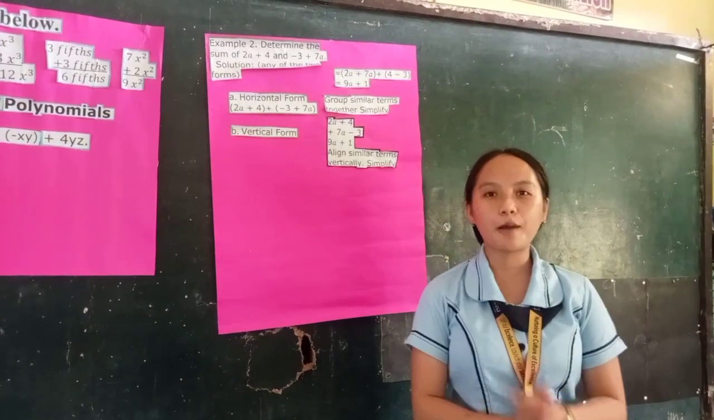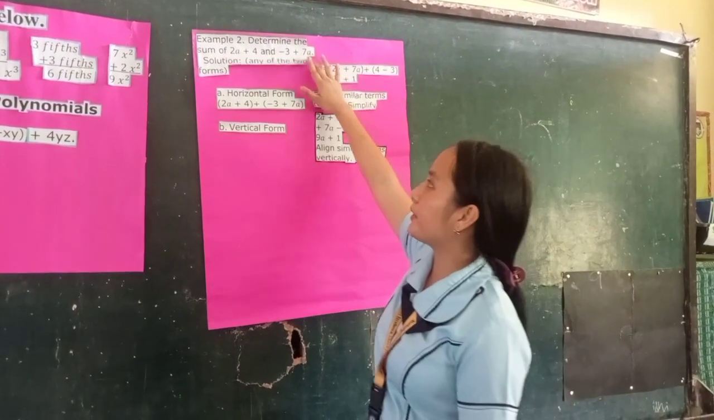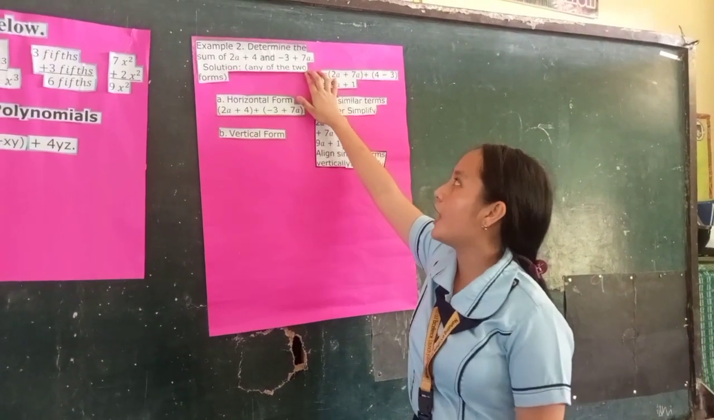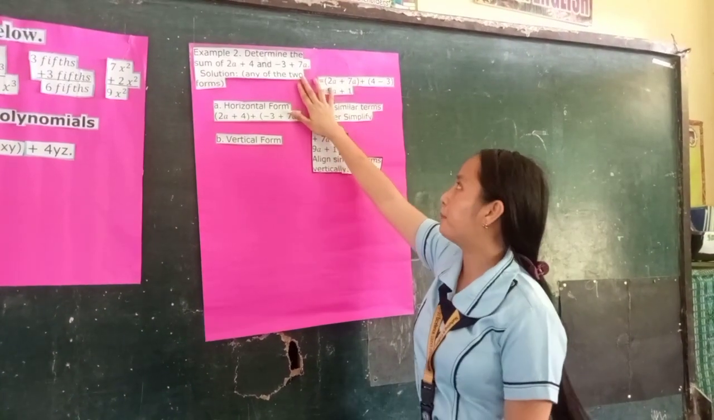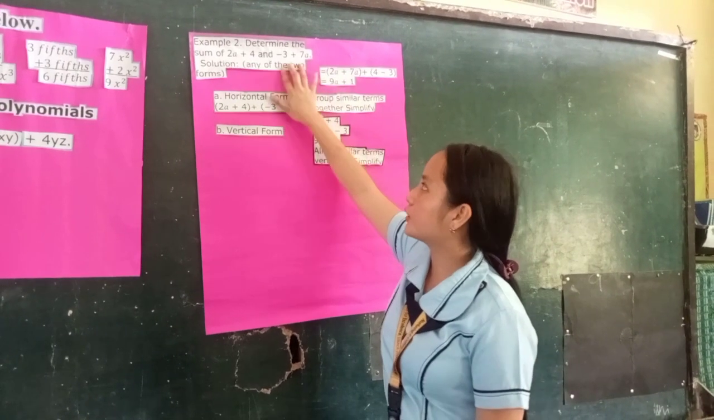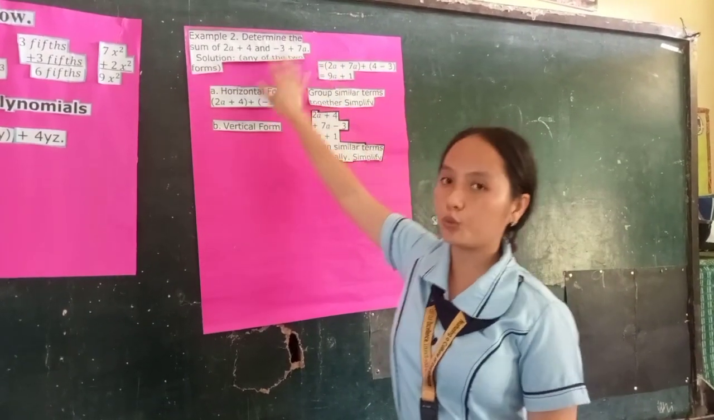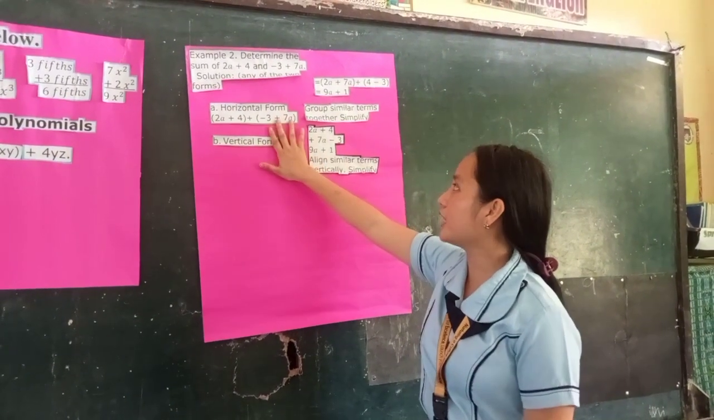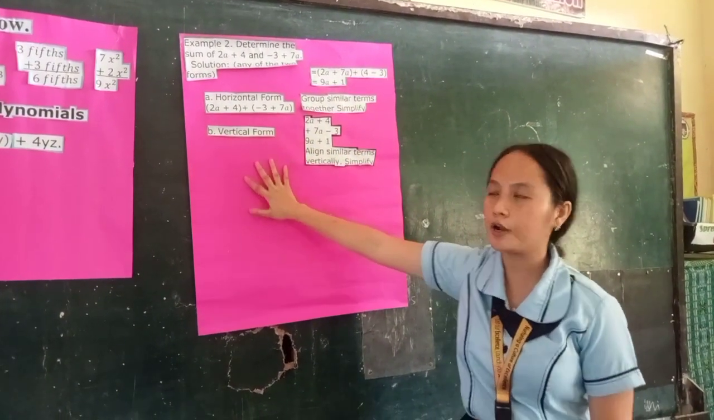Negative 4xy plus 6yz. So, that's the answer. Example number 2. Determine the sum of 2a plus 4 and negative 3 plus 7a. Solution. There are two forms, the horizontal form and the vertical form.